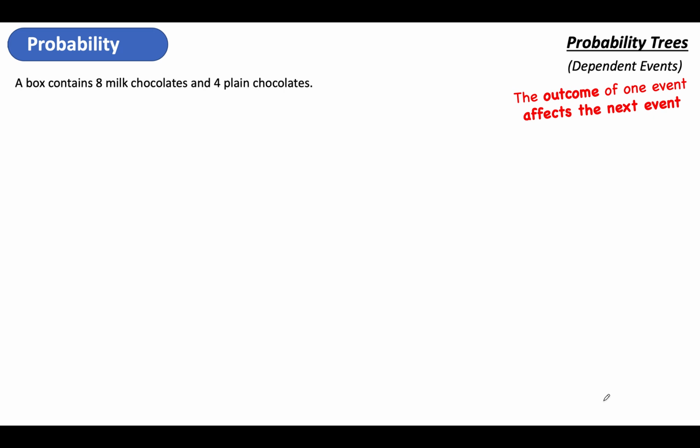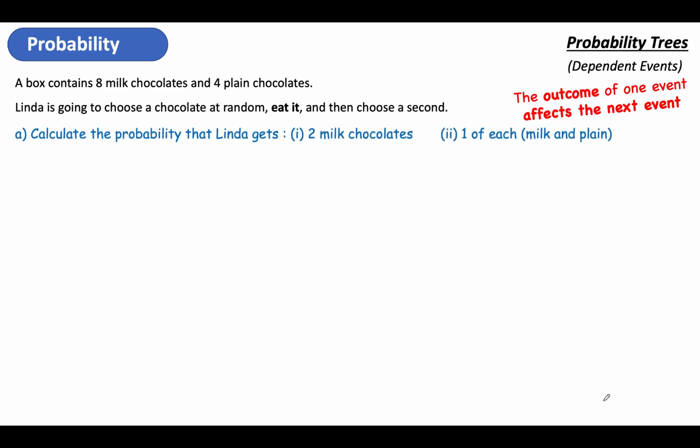So, a classic kind of question. A box contains 8 milk chocolates and 4 plain. Linda is going to choose a chocolate at random, eat it, and then choose a second. Calculate the probability that Linda gets either 2 milk chocolates or one of each, so milk and a plain.